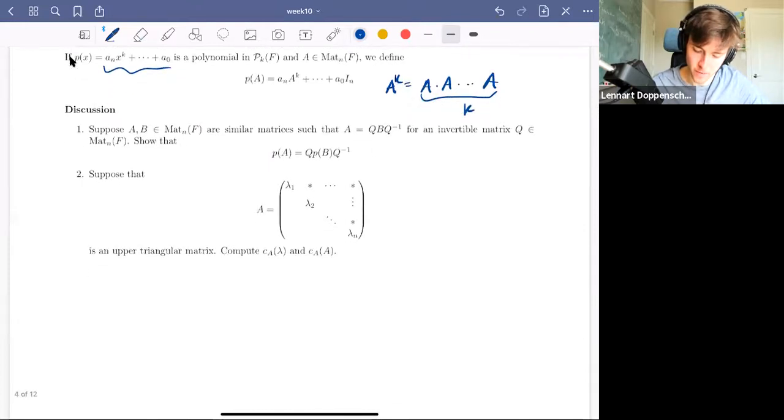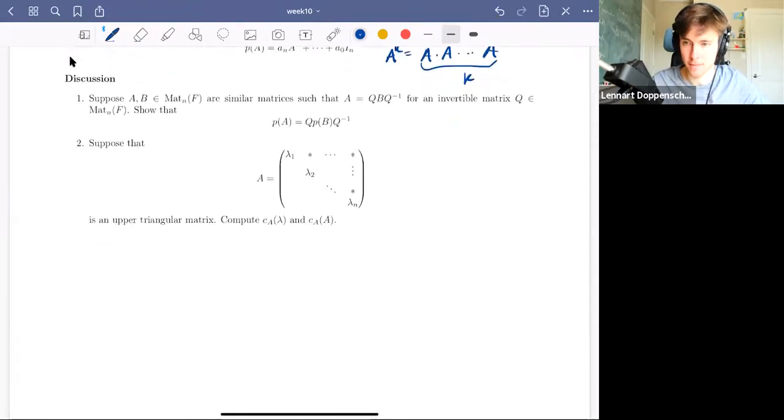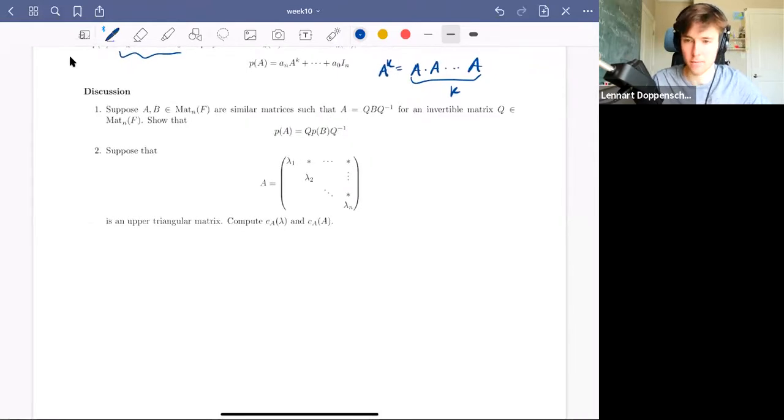Now the discussion that I want you to think about, maybe not during, but right after the break: if you have two matrices which are similar, then you can show that the value of any polynomial on these matrices will be similar to each other as well. So if A and B are similar, then p of A and p of B will be matrices again, and they will also be similar. So how can you show this? It's more or less a quite brute force computation.